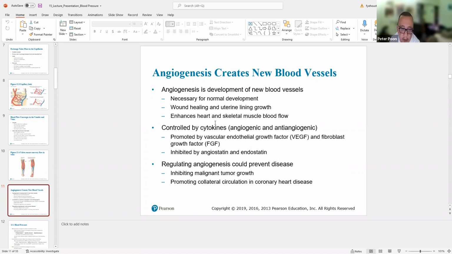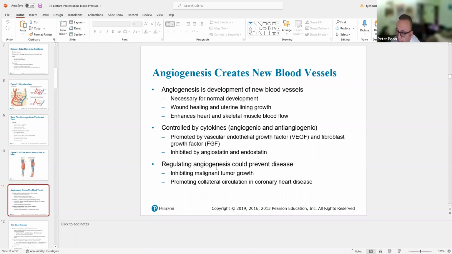It also affects skeletal muscle blood flow. So if I'm working out all the time, I would build new skeletal muscle, and the skeletal muscle would have more oxygen demand. With more oxygen demand, more blood is needed. So I start secreting cytokines, in particular VEGF and FGF, that stimulate blood vessel formation.